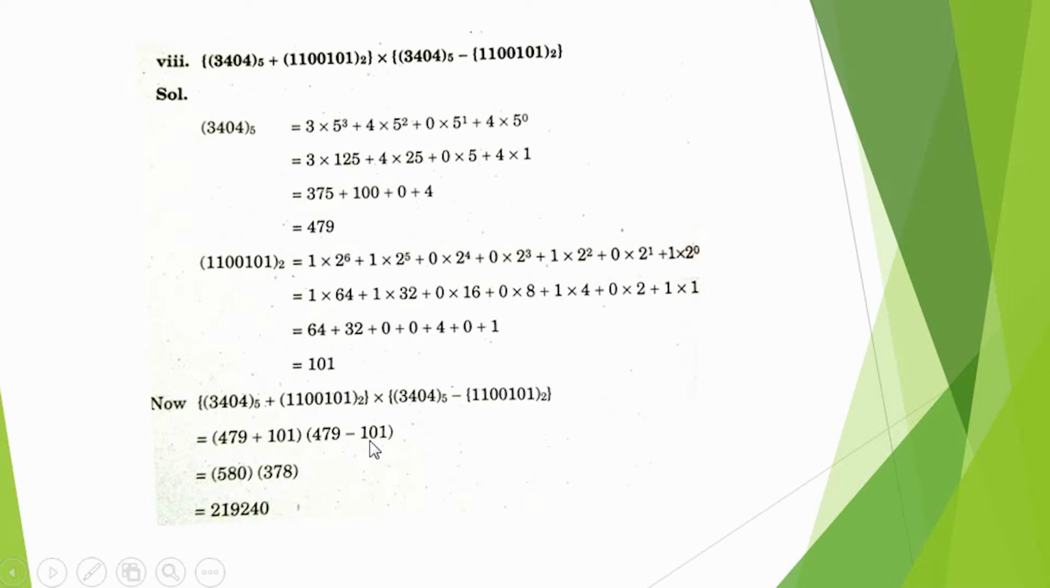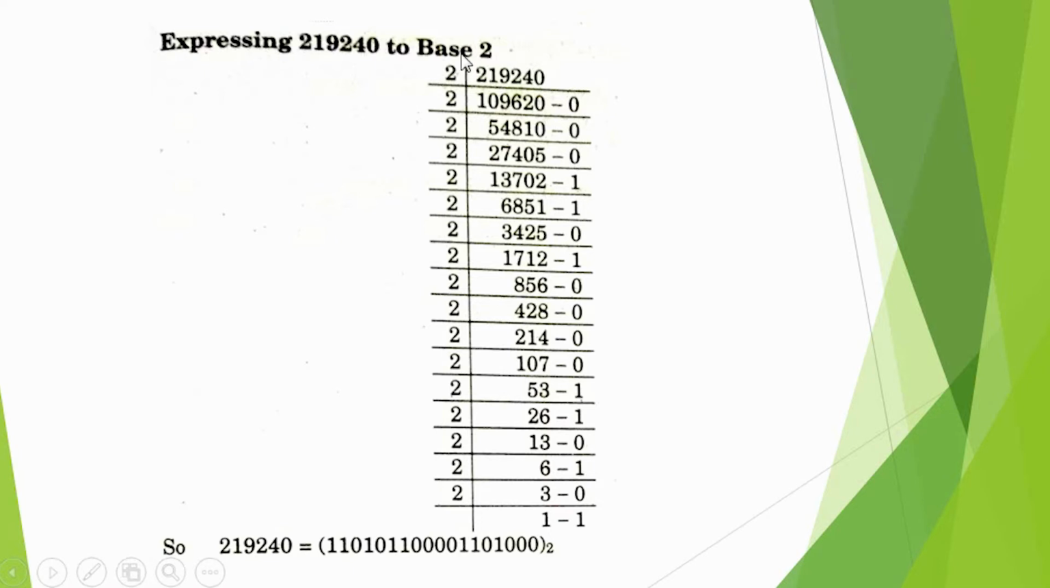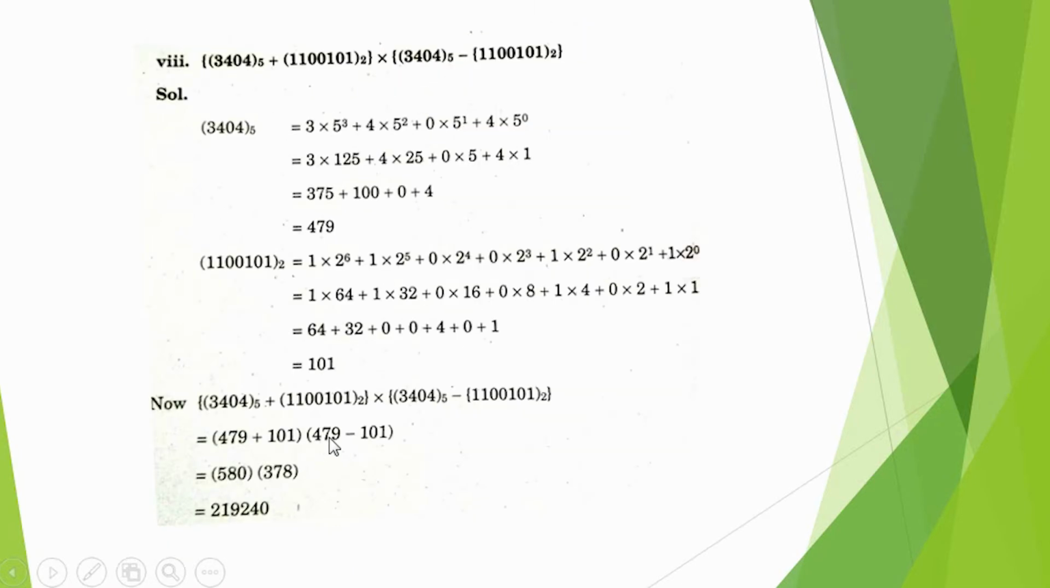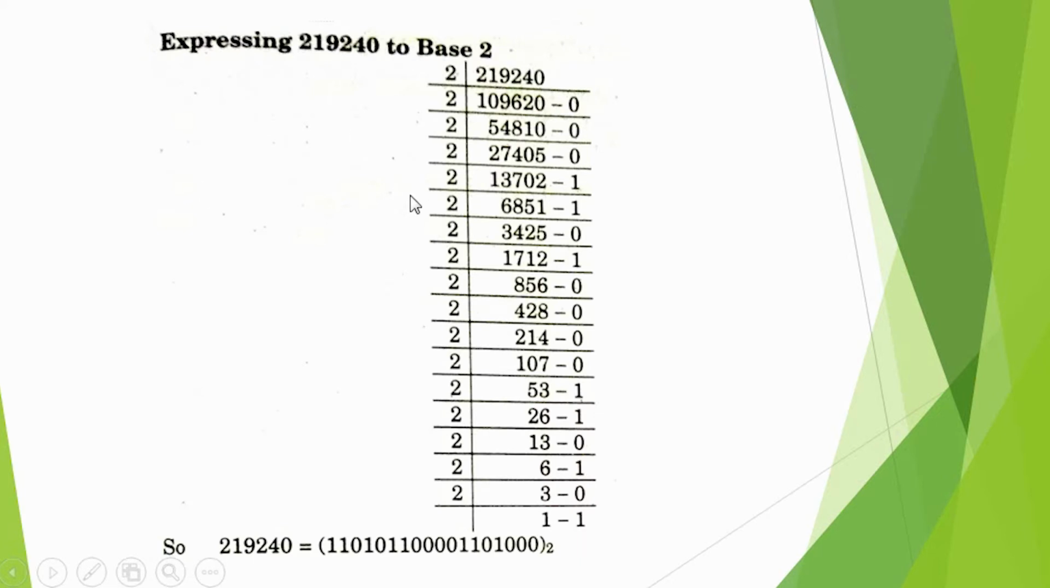Now 3404 is equal to 479 and 1 1 0 0 1 0 1 is 101. Multiply 479 minus 101. Now when we add these values, 580, when we subtract these values, 378. Multiply these values, 219240 becomes.